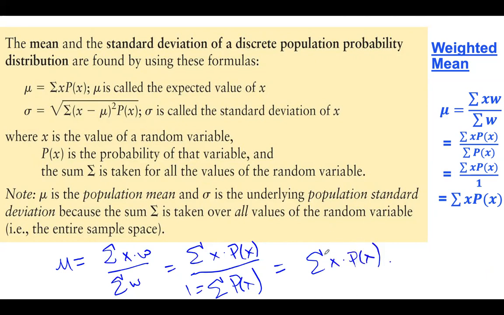So this whole thing is our answer. So this is how we actually calculate it. Now there's an additional formula: the standard deviation is just the square root of the sum of x minus mu squared times that probability. And this is basically called the standard deviation of x. And you can see P of x is the probability of that distribution, and we sum it up over all the values. And again, note that it's mu and sigma if we're talking about the population. So this is why we use this particular notation.